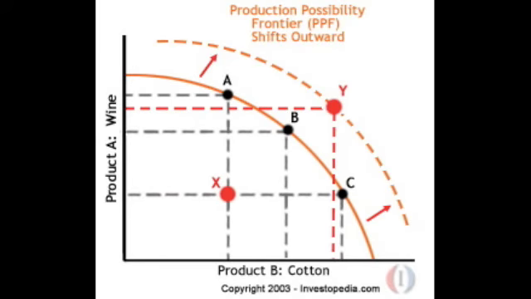So does that mean point Y, which is outside of the present curve, cannot be reached? Absolutely not. If we develop technology or have a factor that can improve the efficiency of our production, we can definitely extend our possibility frontier to include point Y.